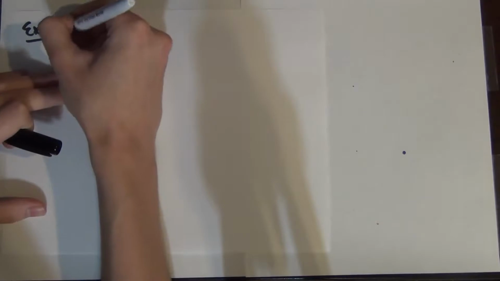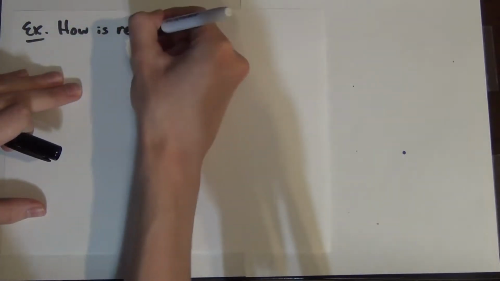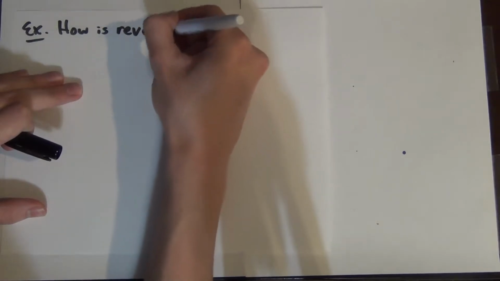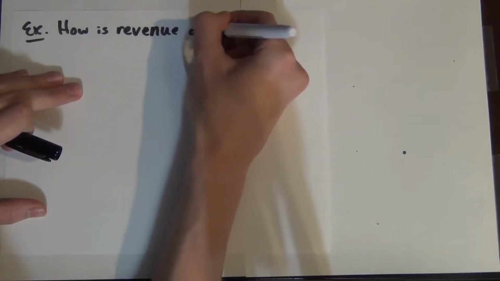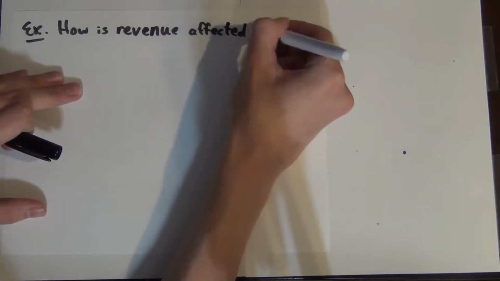So what I want to know, essentially, is how revenue changes with increases in price. So if I change the price of a good that I'm selling, how does that affect my revenue?